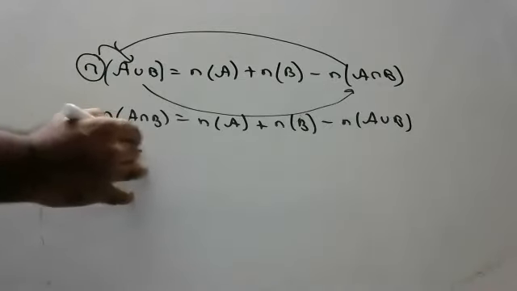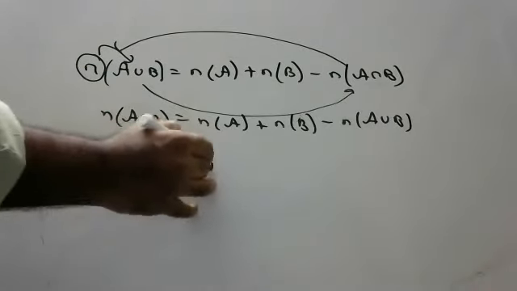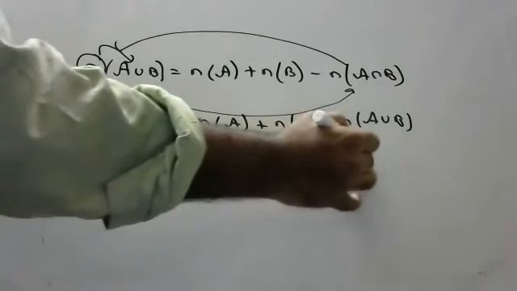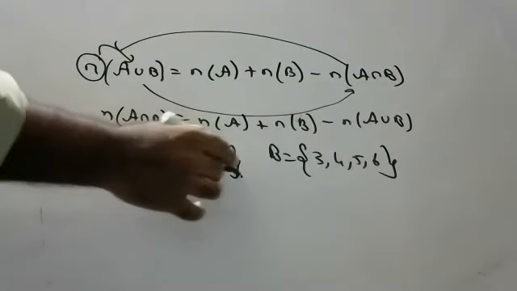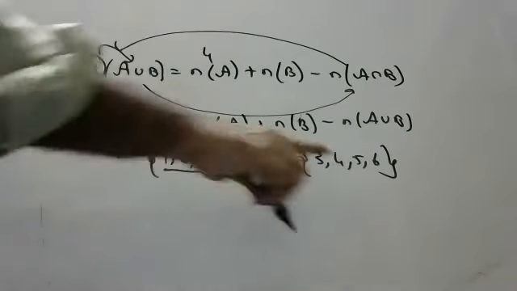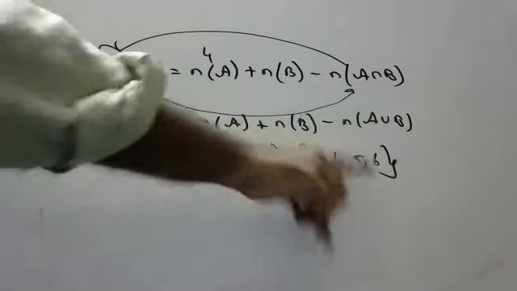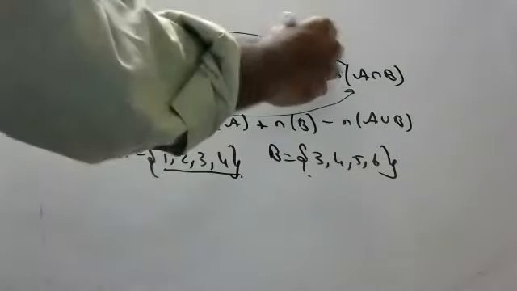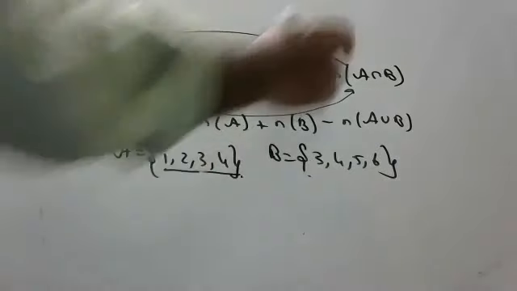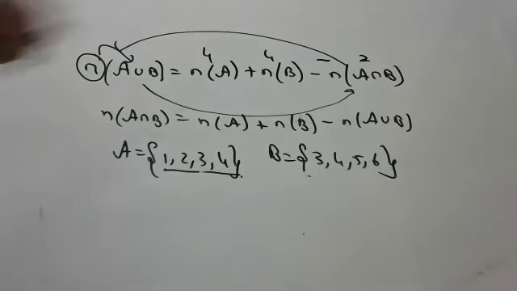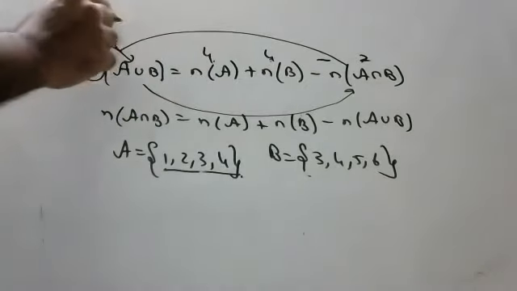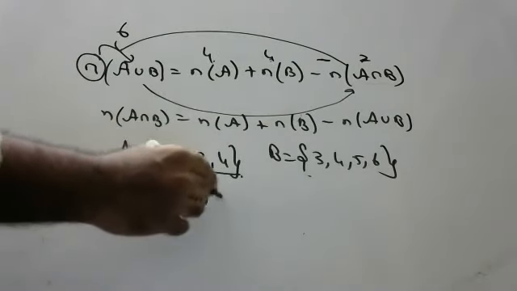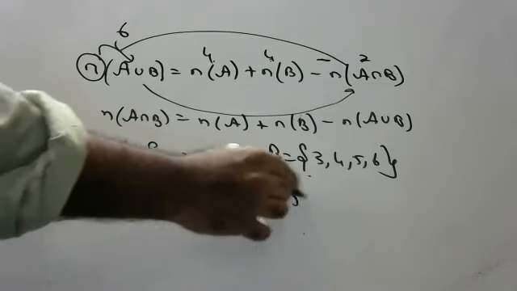Suppose A has 1, 2, 3, 4. Imagine B has 3, 4, 5, 6. So what is the number of terms in A? 4. What is the number of terms in B, children? 4. And what are the common terms in both of them? 3 and 4, so 2. Okay, children. So 4 plus 4 is 8, 8 minus 2 is 6. The answer is 6. If you combine both, you will get 6 terms: 1, 2, 3, 4, 5, 6.